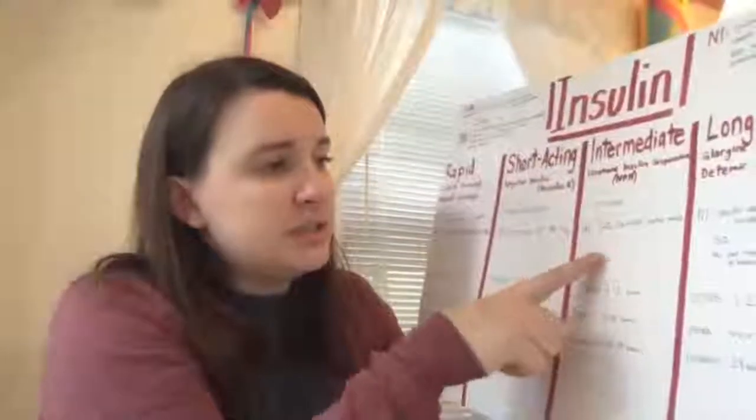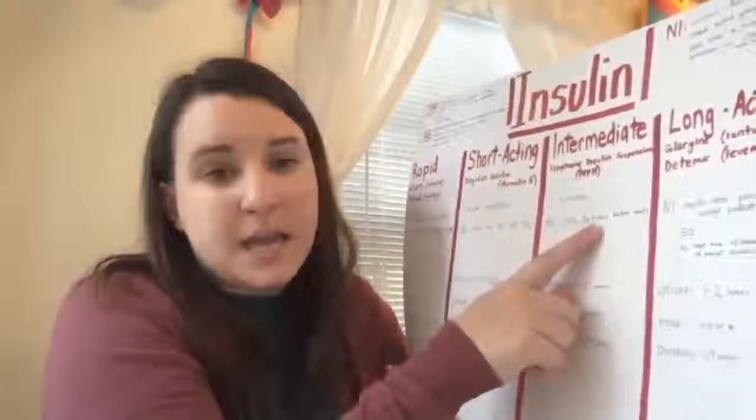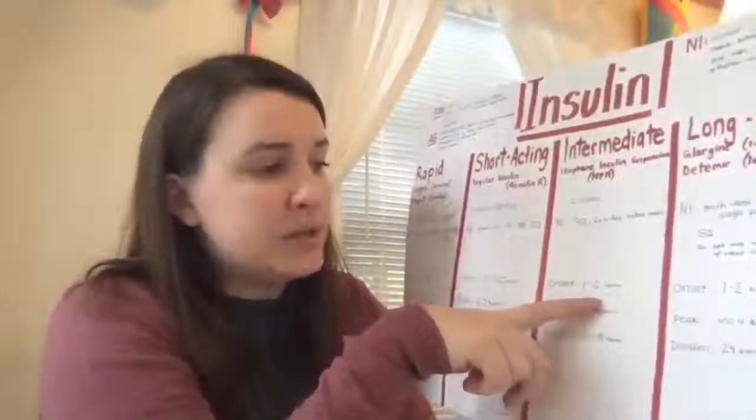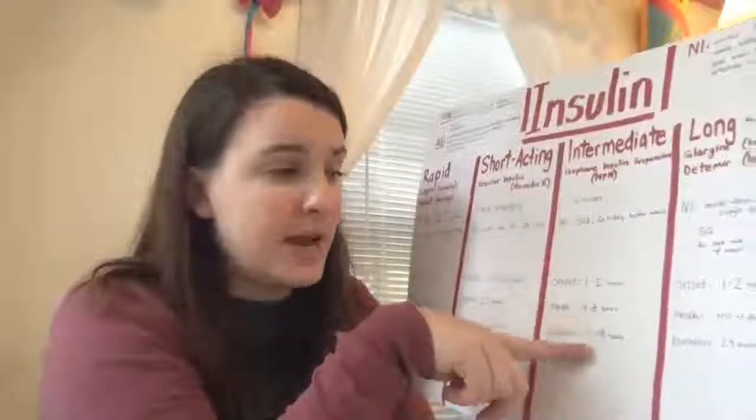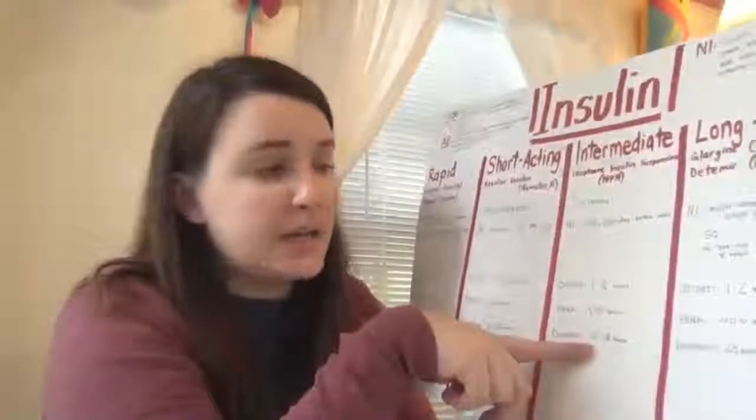For the NPH insulin, it's given SQ 2 times a day before meals. The onset is 1 to 2 hours and the peak is 4 to 8 hours. Duration is 10 to 18.